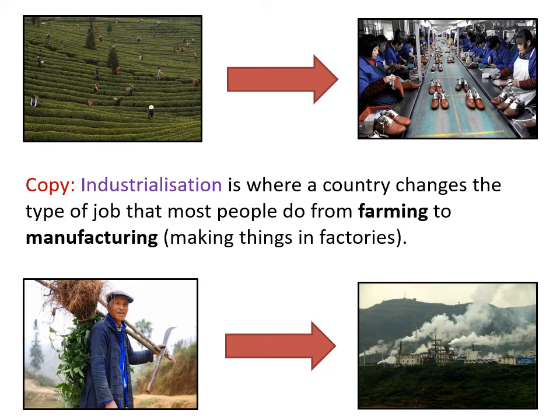And this is what industrialization is all about. It's where a country changes the type of job that most people do, not everyone, but that most people do, from farming to manufacturing. Most countries in the world, this has happened to. And China, just like us, just like many countries, it's exactly the same thing there. Manufacturing meaning making things in factories. So copy that sentence down, and there's your key definition. Pause the video now.